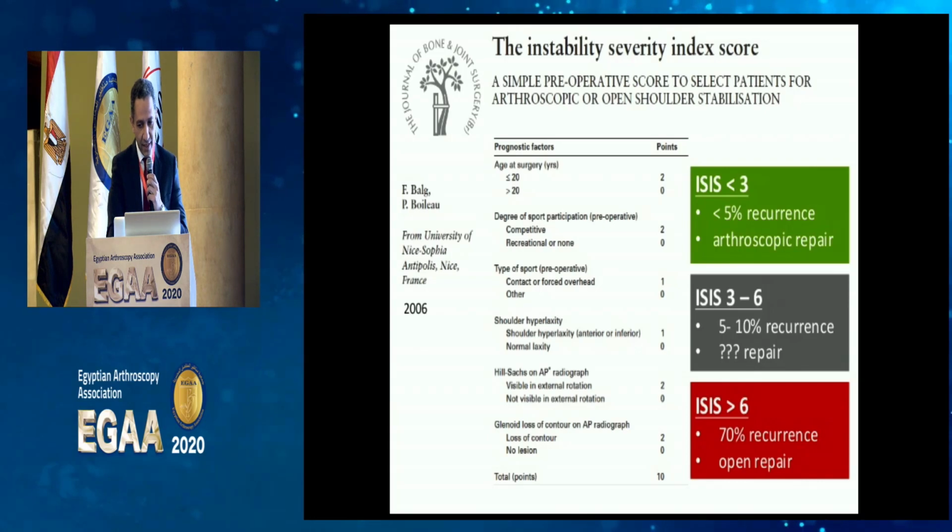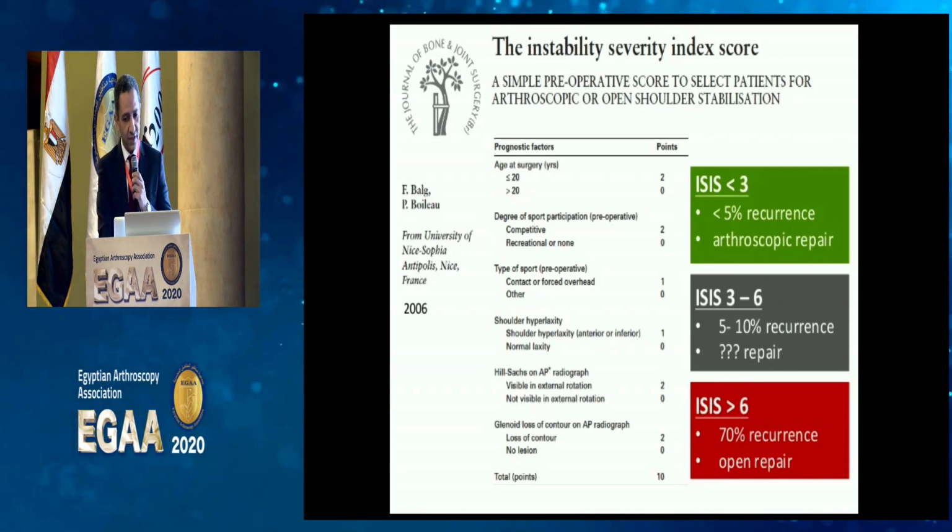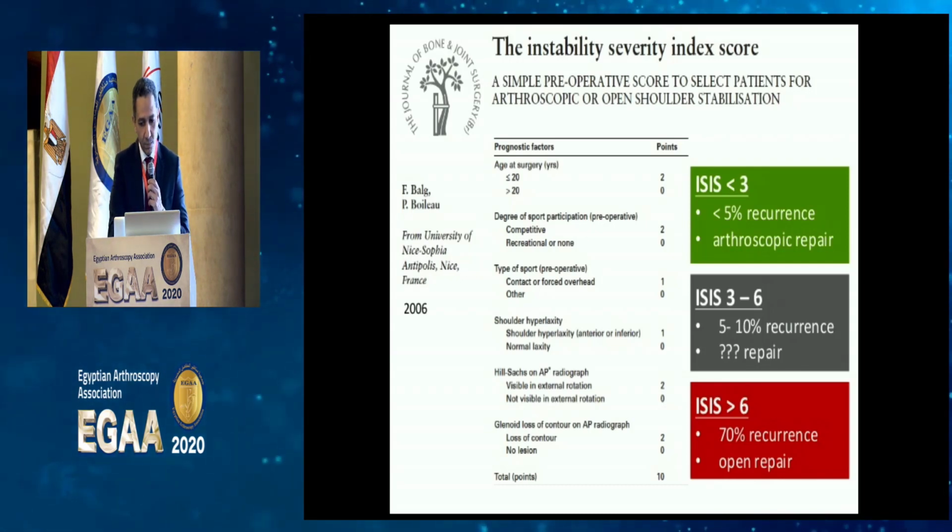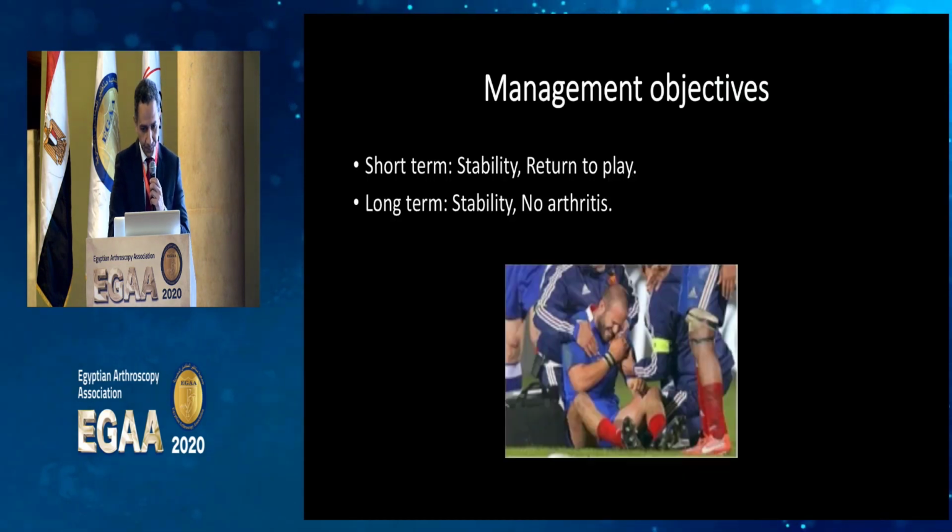The Instability Severity Index Score, proposed in 2006, tried to solve this problem. The score depends on 5 items: the age of the patient, the type of sport, the degree of sports activity, the hyperlaxity, and the Hill-Sachs and the glenoid deficiency. Each item takes 2 points except the hyperlaxity and type of sport, which take 1 point only. If the ISIS score is more than 6, a bony reconstruction for the glenoid is recommended, but I think this score needs to be revised, at least for the value of each item. It is unfair to give the glenoid deficiency the same weight as the degree of sports.